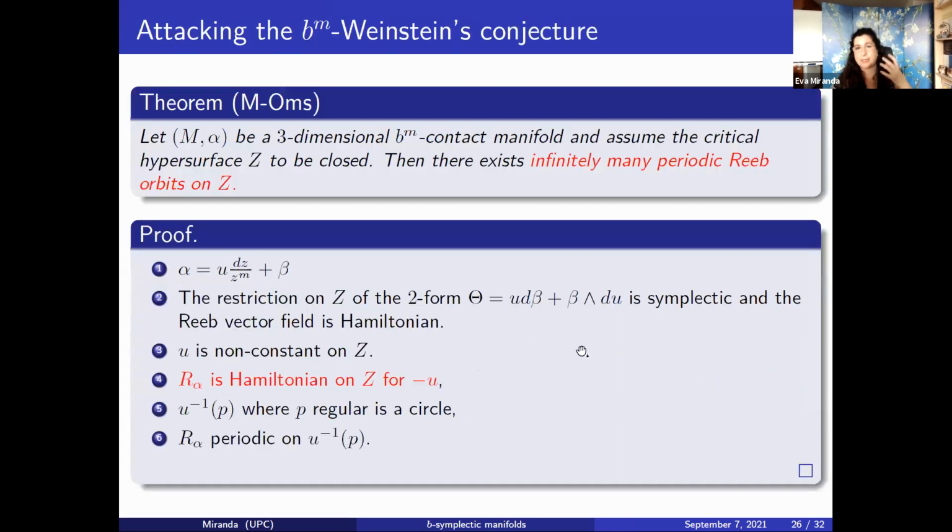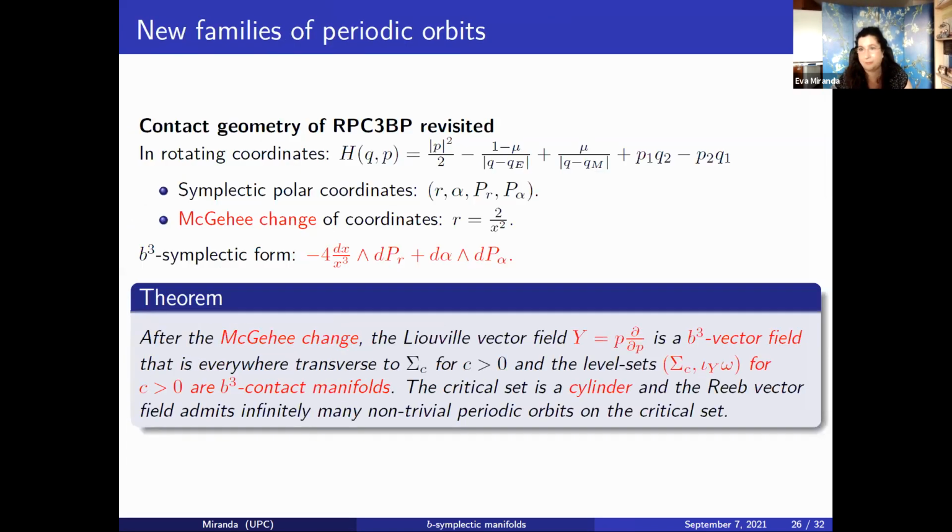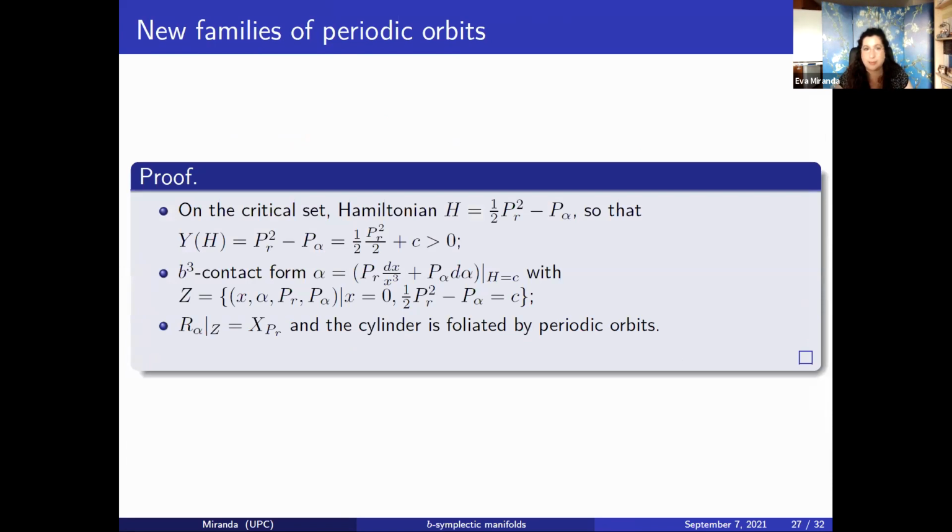It would be good to just apply this previous theorem, but life betrays us because the singular set is not compact. It's a cylinder. But still, you can prove that there exists an infinite number of periodic orbits. And this is the proof. I don't want you to look at the proof now.